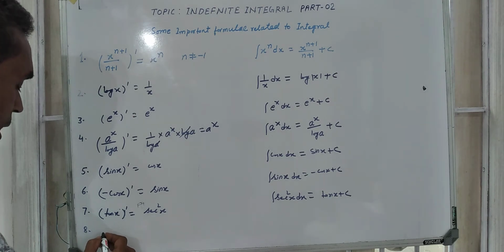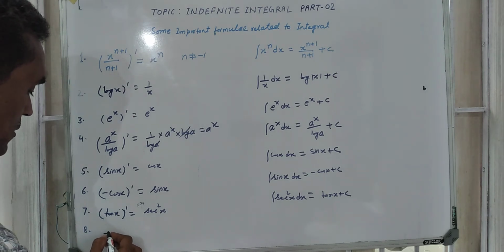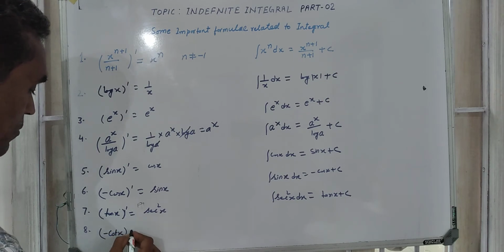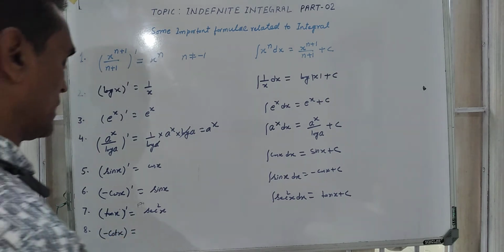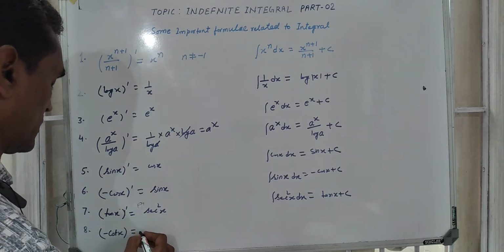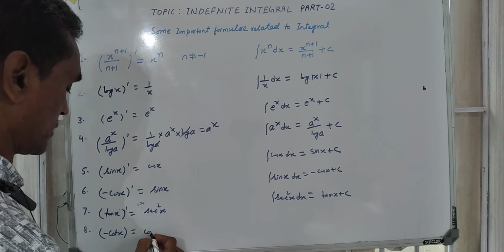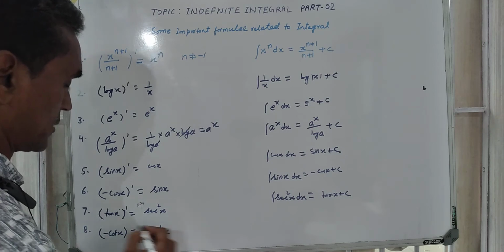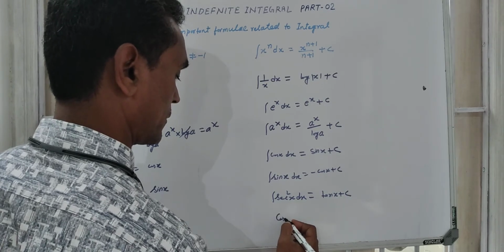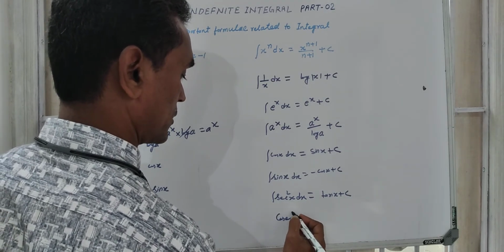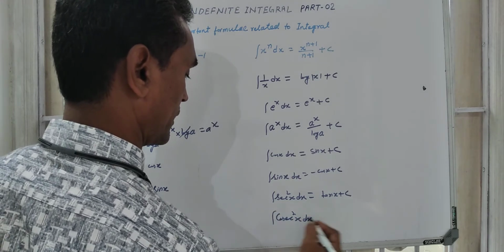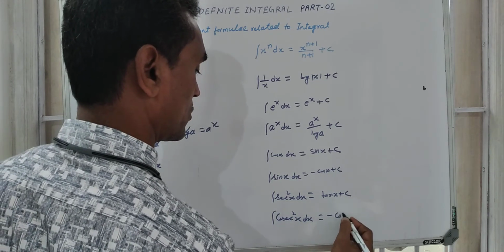Next formula, derivative of minus cot x. Derivative of cot x, you know, is minus cosec square x. So minus minus becomes plus, so it will be cosec square x. Now integral of cosec square x dx is minus cot x.